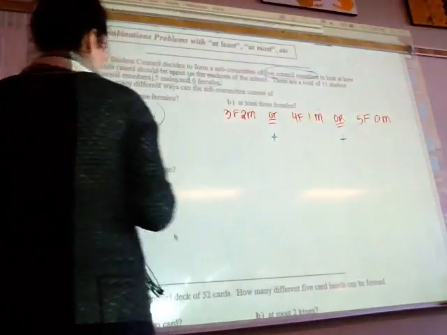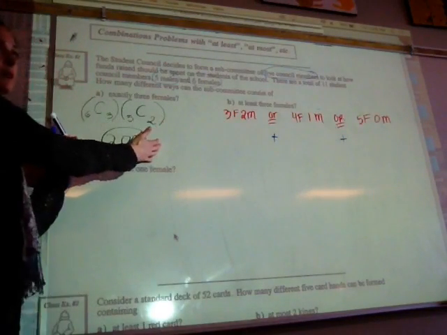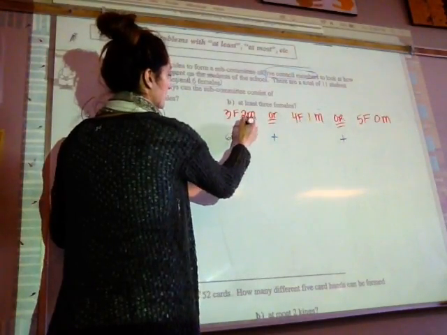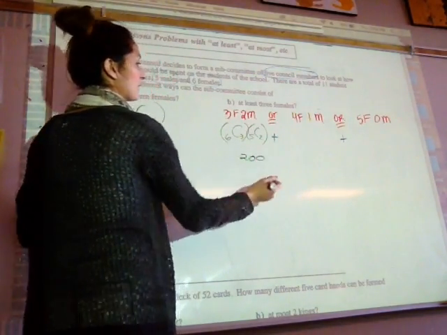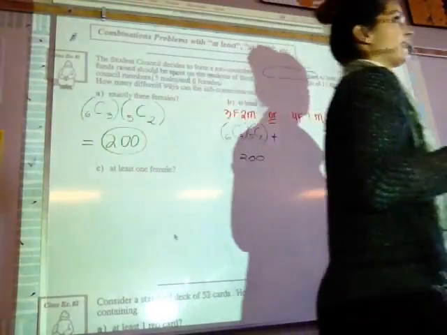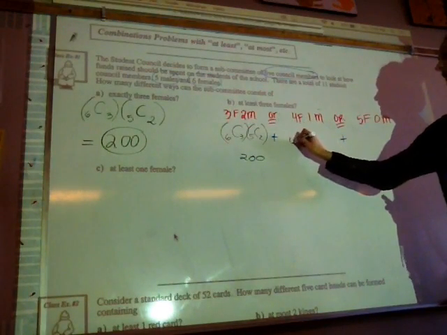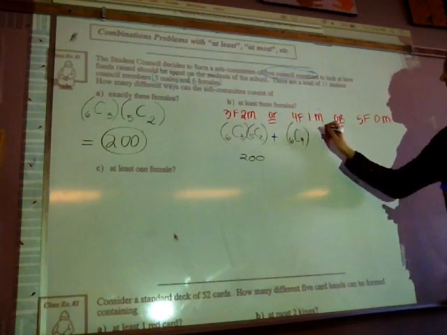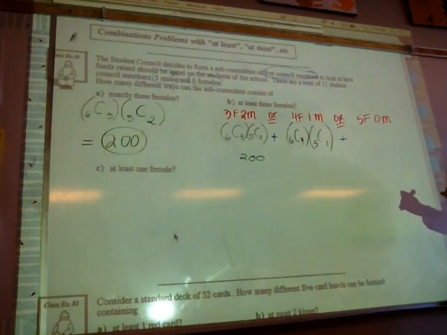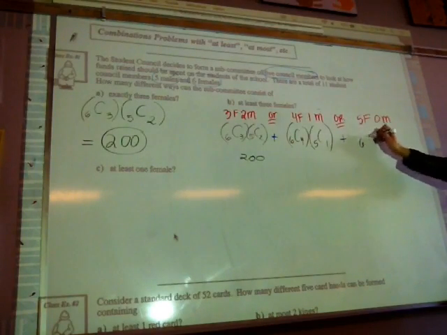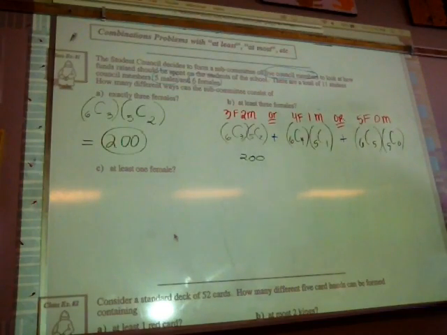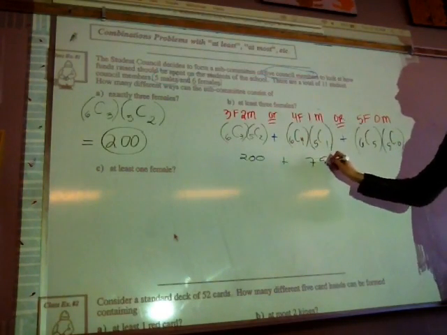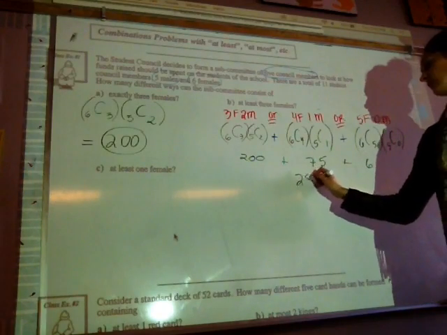So if we have 3 females and 2 males, it's exactly what we had here. It's 6 females, choose 3, times 5 males, choose 2. The next scenario is if we had 4 females, so we'd have 6 choose 4, times 5 choose 1. And lastly, 5 females would be 6 choose 5, and 5 choose 0. So we have 200 plus 75 plus 6, 281.